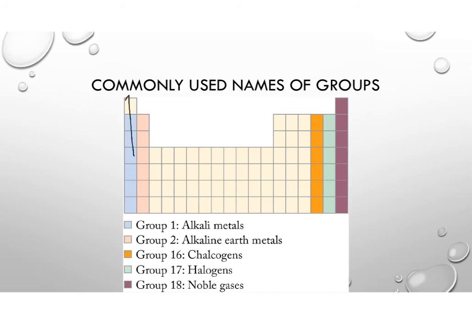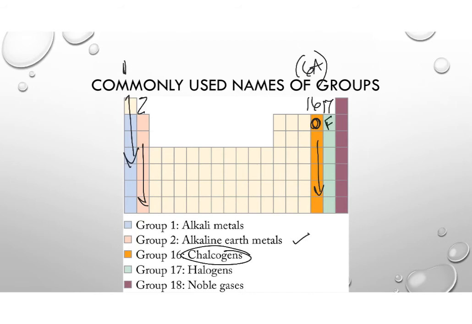You should be familiar with these more common group names. Group 1, that's right here, that's alkali metals. Group 2, alkaline earth metals. Group 16 or 6A in the old system, that's the group with oxygen, the chalcogens. You don't hear that used very often, but the other ones you do. Group 17 are the halogens, so that's like fluorine, chlorine, bromine, iodine. And group 18 are the noble gases, so that'd be like helium, neon, etc.